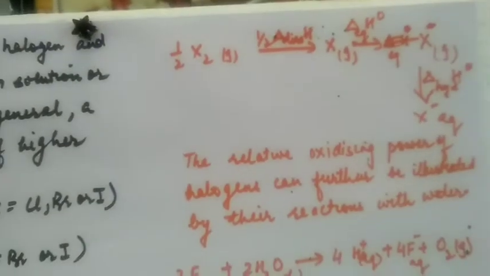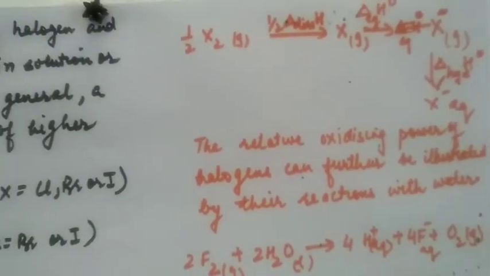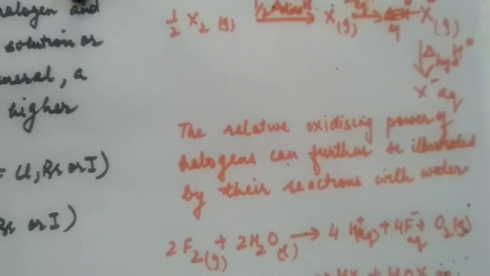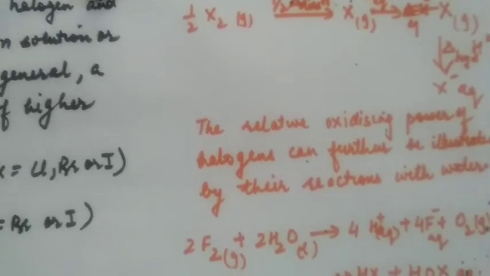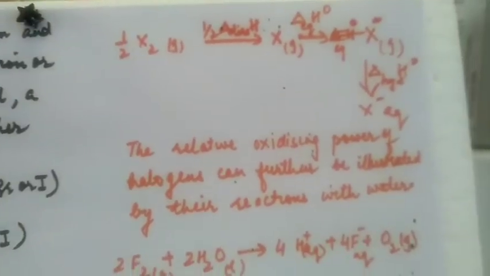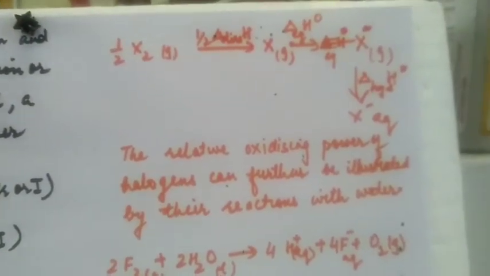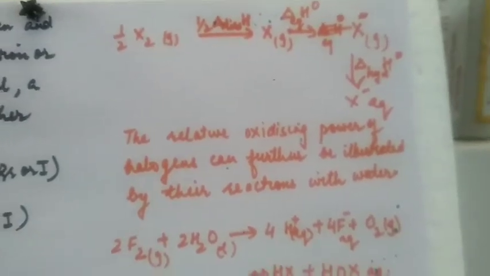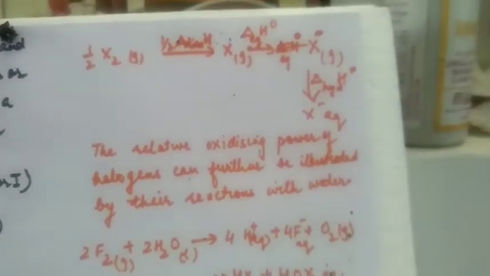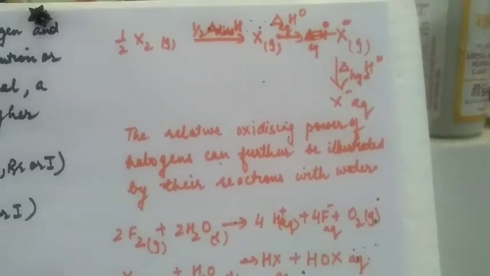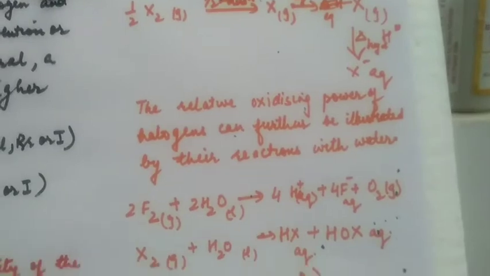A halogen from molecular gaseous state has to be converted into halogen atom in gaseous state. For this, enthalpy of dissociation is needed. This gaseous halogen atom then gains an electron, and electron gain enthalpy is released. This negatively charged halide ion then gets dissolved in water, and enthalpy of hydration is released.